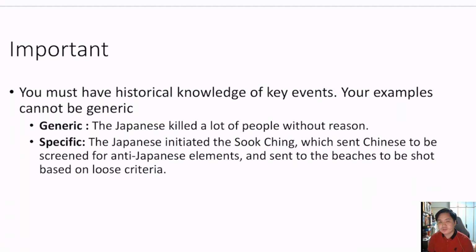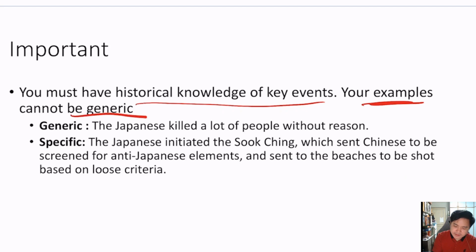First, it's important to know that when you write your essay, you must have the historical knowledge. You must go and memorize historical knowledge of key events. After that, you can slowly plug in whichever key event, key knowledge that you need into your essay based on your main point, right? So your examples cannot be generic examples. You have to be clear.